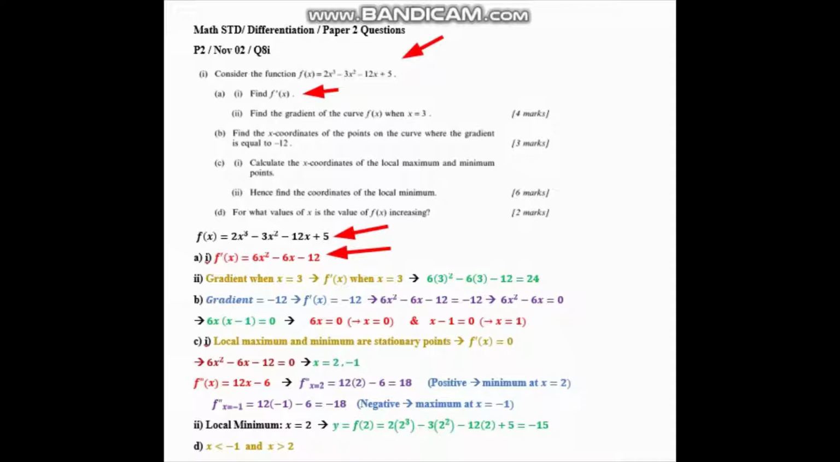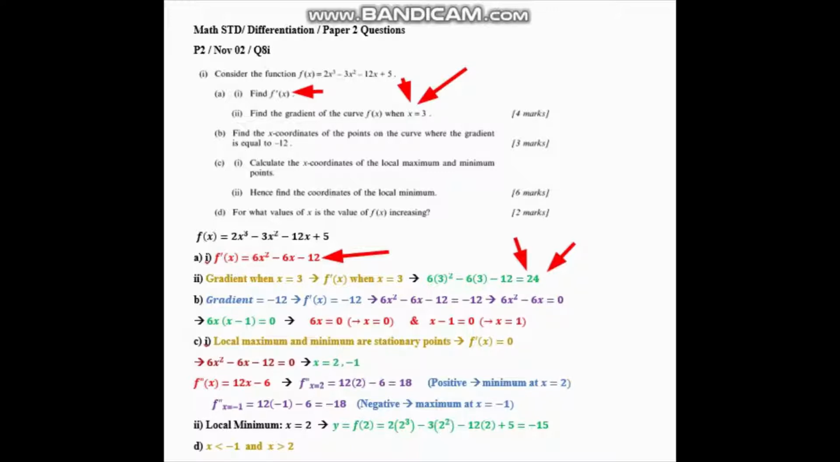In (ii), you are required to find the gradient of the curve f of x when x equals 3. So when x equals 3, the gradient of the curve shall be 24, and the way I've obtained that is by substituting 3 into f dash of x. Since the gradient function is given by f dash, I shall simply plug the required x value into the equation of f dash of x in order to get the gradient at x equals 3.